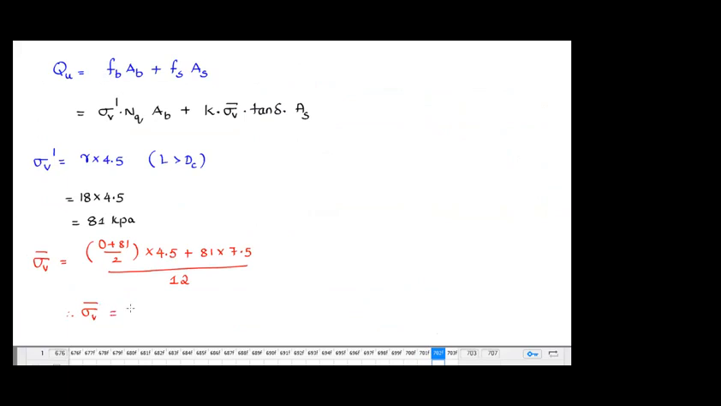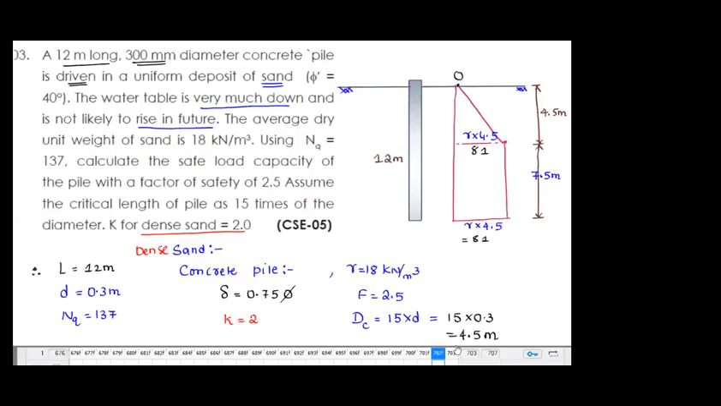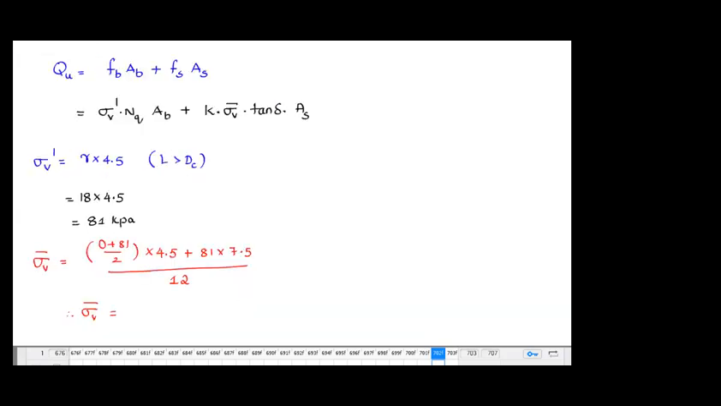So what is the average vertical stress? Come on, tell me. Generally for DC it should be 20 times D, but they have mentioned 15 times. As they have mentioned it directly, I cannot do anything. Okay, give me a minute, so you solve it.